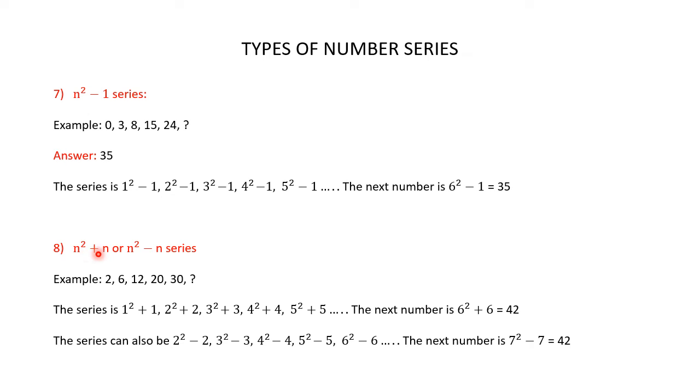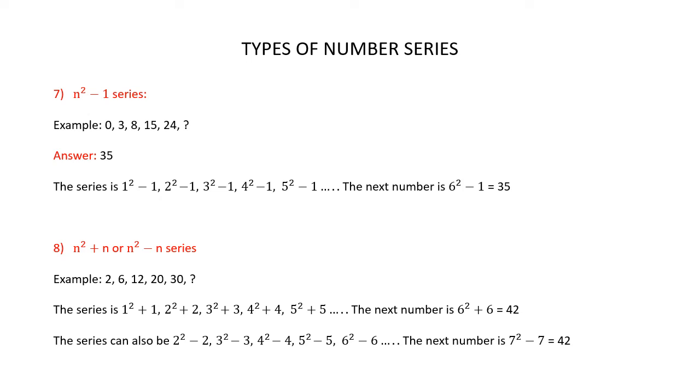The next series is n squared plus n or n squared minus n series. Let's understand this with an example. Look at this number series 2, 6, 12, 20, 30, question mark. You have to find this missing number here. Now, this number series can be either an n squared plus n series or an n squared minus n series.